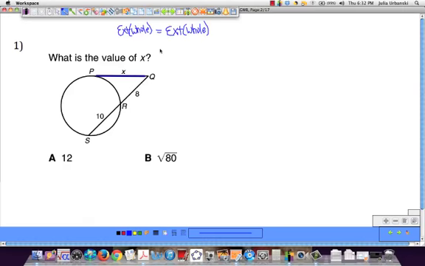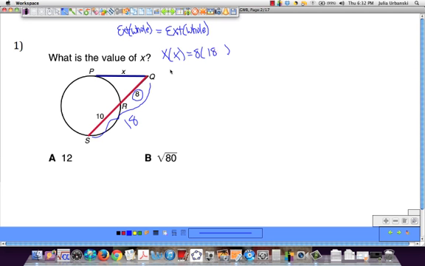But the whole piece is also x. So it's x times x. X represents the outside part, and it also represents the whole thing. That equals, for this segment down here, it's not the same thing anymore. The outside piece is 8. The 8 is sticking out right here. But the whole piece is the whole segment from S all the way to Q, and that's 18.